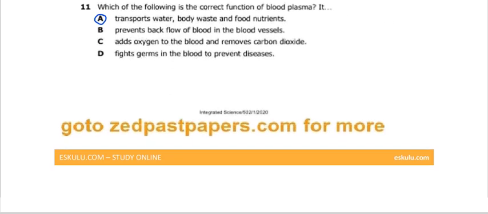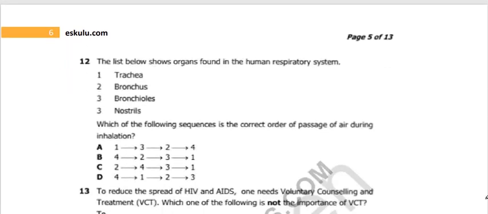We can move on to question 12. Question 12 says, the list below shows organs found in the human respiratory system. We've got trachea, bronchus, bronchioles, and nostrils. Which of the following sequences is a correct order of passage of air during inhalation? You're breathing in. So when you're breathing air, how does it move from your nose up to your lungs? Does it start from the trachea? Does it start from the bronchus? Does it start from the bronchioles? Or does it start from the nostrils?